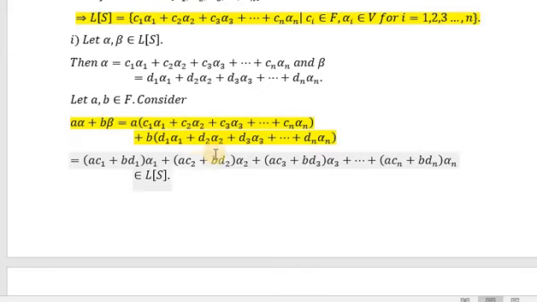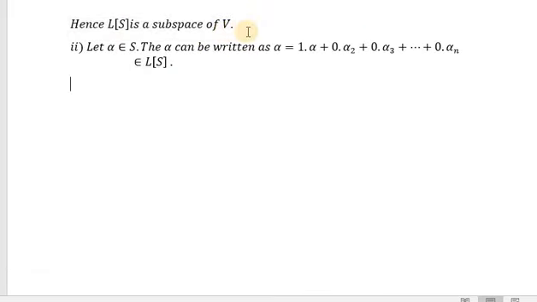Now by simplifying this, we get (aC1 plus bD1) into alpha 1 plus (aC2 plus bD2) into alpha 2, and so on, (aCn plus bDn) alpha n. See, it is again a linear combination of the vectors alpha 1, alpha 2, alpha 3, and so on. Therefore, it belongs to the linear span of S. Therefore, the linear span is a subspace of V. Hence, L of S is a subspace of V.